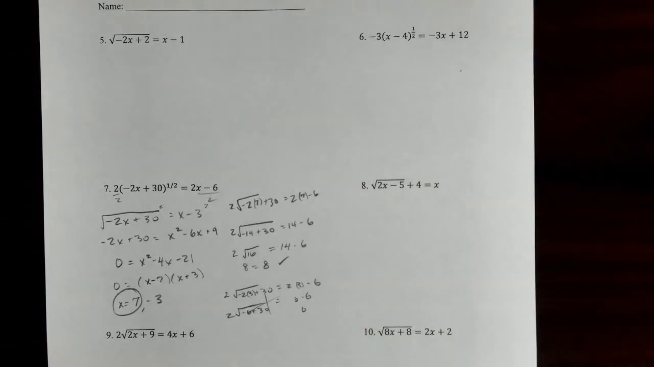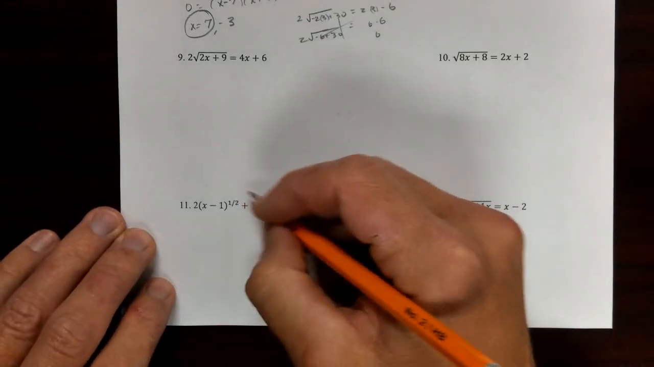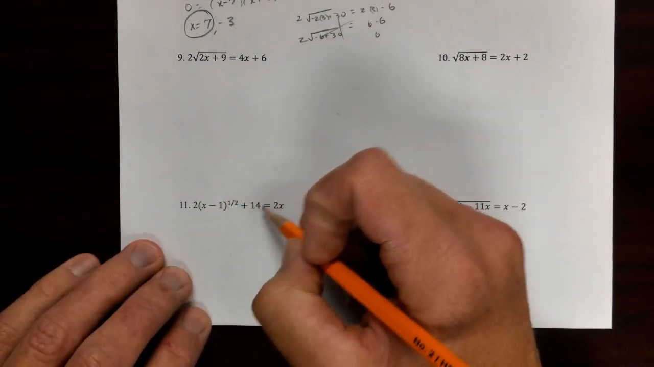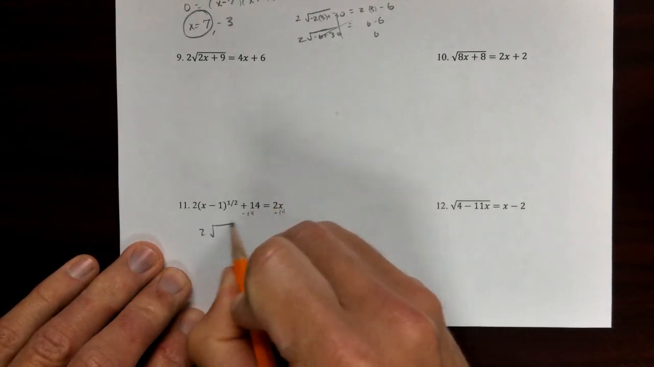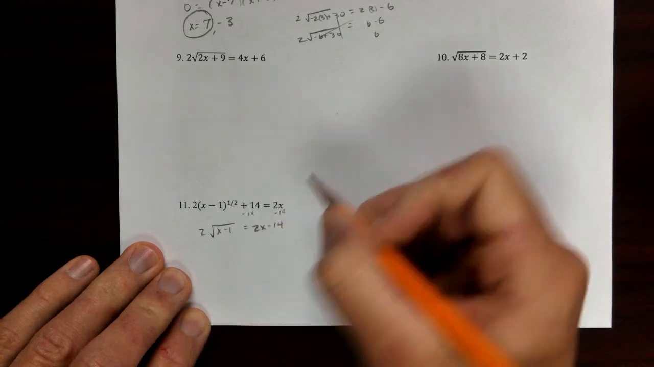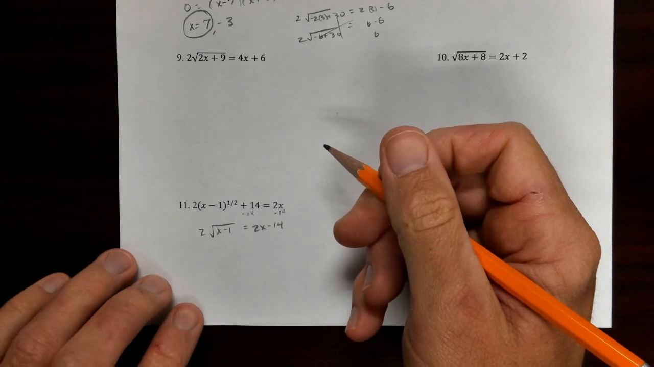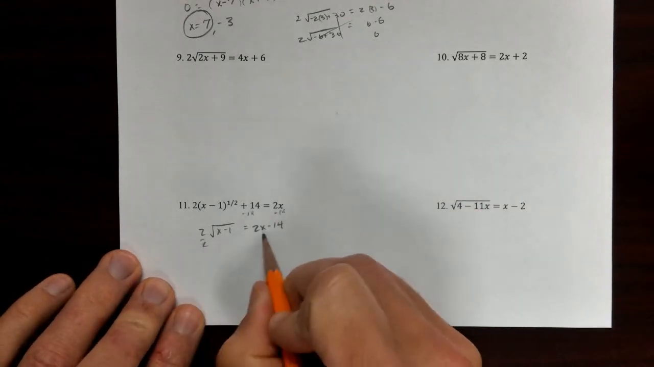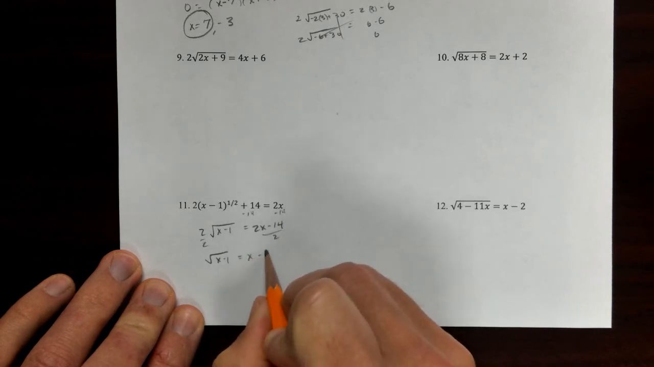All right, let's go to number 11. All right, number 11. First thing I need to do is I need to get my square root isolated, so I'm going to subtract 14 on both sides. So I've got 2 times the square root of x minus 1 equals 2x minus 14. Now once I'm here, I would divide by 2. We've got the square root of x minus 1 equals x minus 7.